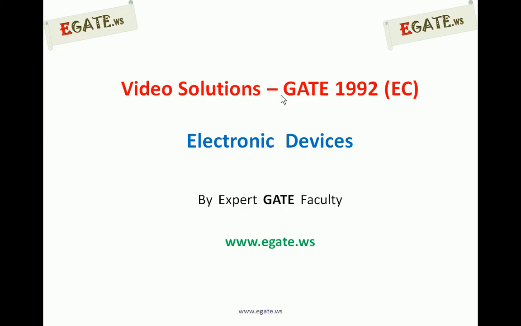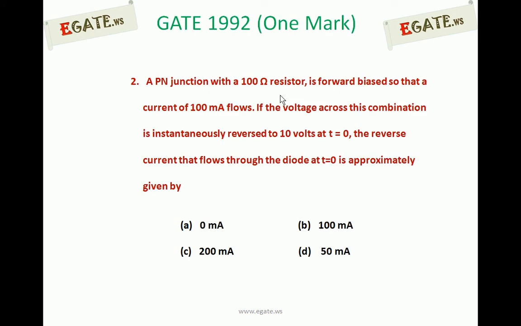Hello, we are discussing the GATE 1992 ECE paper, and the topic is electronic devices. This is the second one-mark question, which came in 1992. A PN junction with a 100 ohm resistor is forward biased so that a current of 100 milliamperes flows. If the voltage across this combination is instantaneously reversed to 10 volts at t equals 0, the reverse current flowing through the diode at t equals 0 is approximately: A, 0 milliamperes; B, 100 milliamperes; C, 200 milliamperes; D, 50 milliamperes.